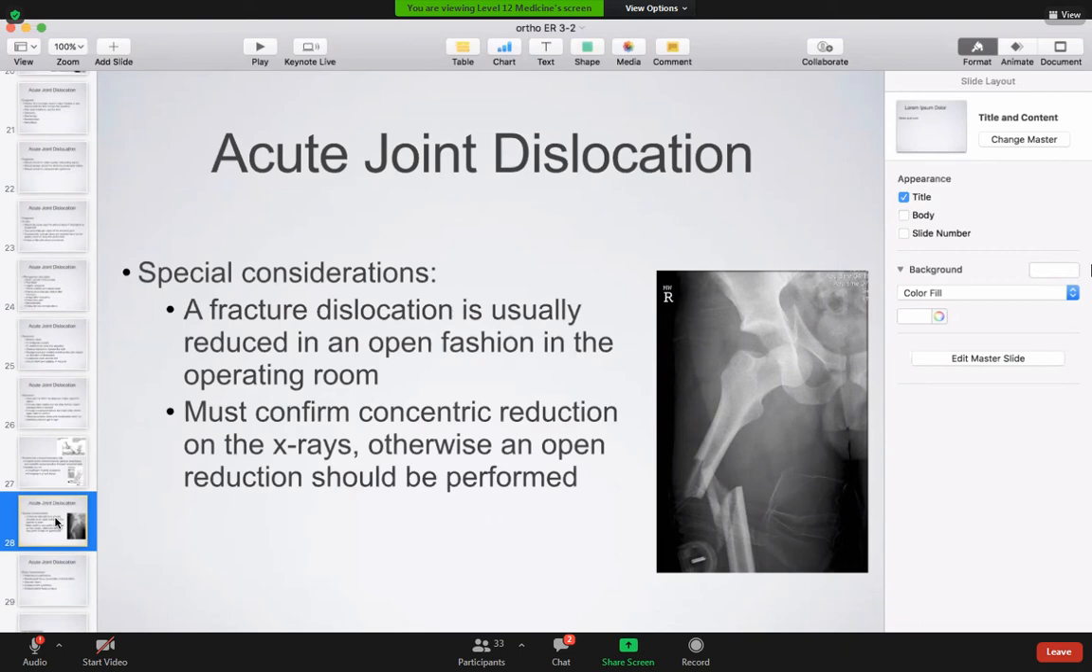Special considerations: a fracture dislocation is usually reduced in an open fashion in the operating room because it's usually difficult to move the limb. Since it's fractured, you must confirm concentric reduction on the X-ray, otherwise an open reduction should be performed.